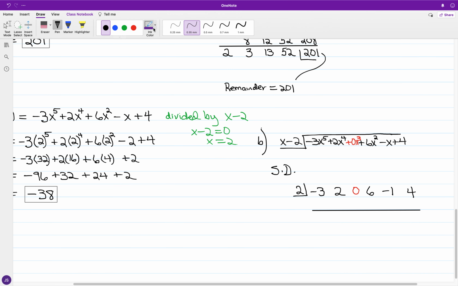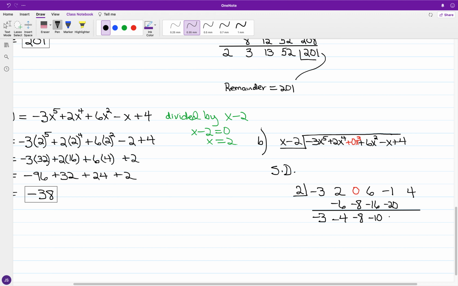So in the setup, negative 3 is going to be brought down. We have 2 times negative 3 is negative 6. 2 plus negative 6 is negative 4. 2 times negative 4 is negative 8. 0 plus negative 8 is minus 8. Then we have 2 times negative 8 is negative 16. 6 and negative 16 will make negative 10. 2 times negative 10 is going to be negative 20.